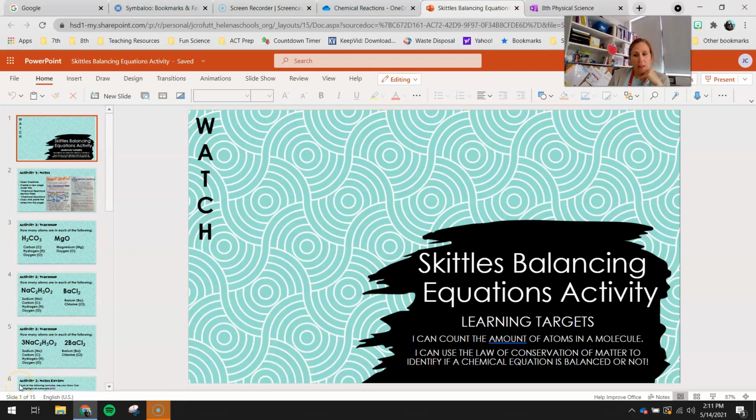Hey guys, today's other lesson is called the Skittles Balancing Equations activity. I usually do Skittles with this activity, but because of DLI, I had to do it a little differently this year. But at any rate, your learning targets for this activity: I can count the amount of atoms in a molecule. I can use the law of conservation of matter to identify if a chemical reaction is balanced or not.